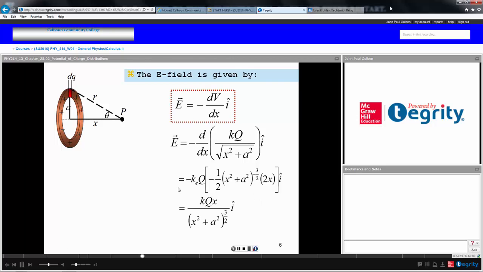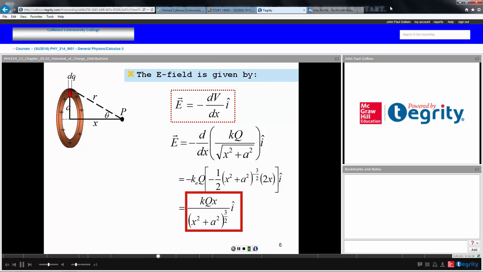Negatives cancel out, and we end up with a 1/2 times 2, which cancels out, and we have kqx over x squared plus a squared to the 3/2 power, i being the unit vector that we add when we do that gradient. So there's our E field as a function of x due to a ring of charge. It's along the positive x axis, and there is no transverse component.